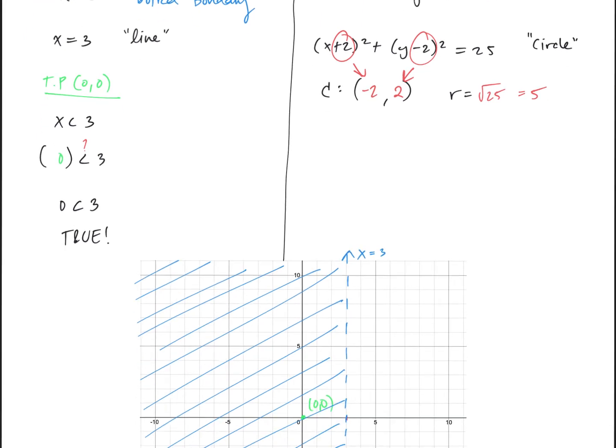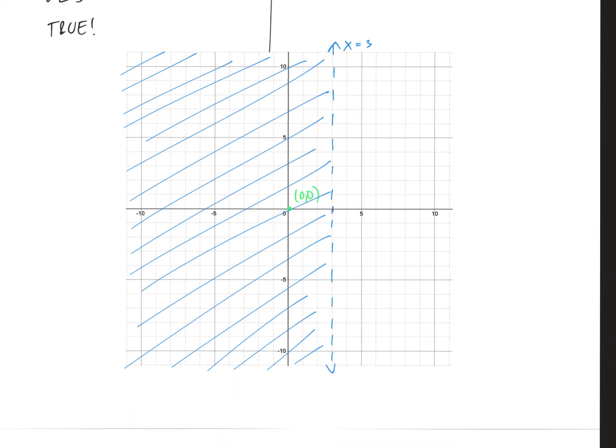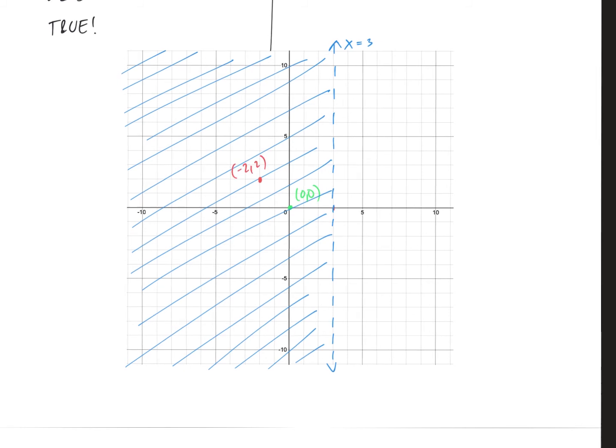Okay, let's go ahead and graph that. Negative 2, 2, right there. And then we have a radius of 5. So let's go ahead and graph that in. 1, 2, 3, 4, 5. 1, 2, 3, 4, 5. 1, 2, 3, 4, 5.